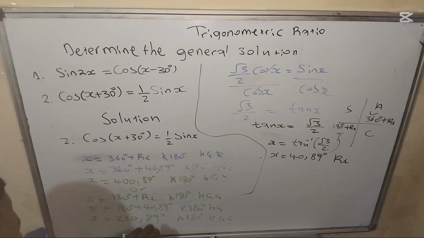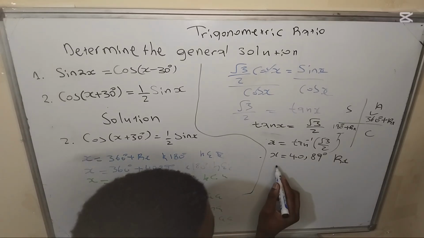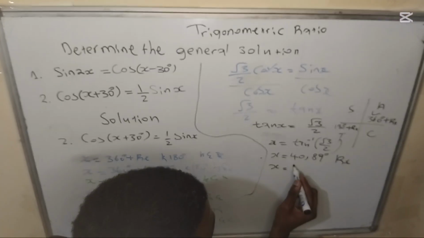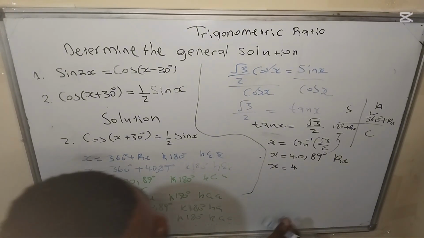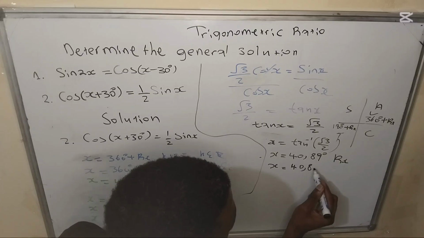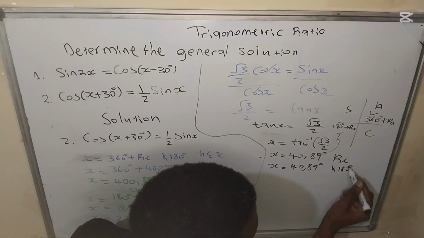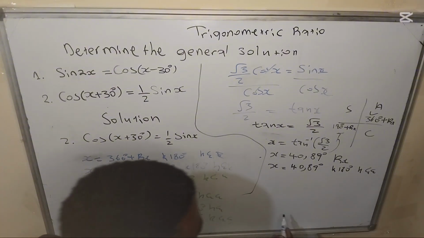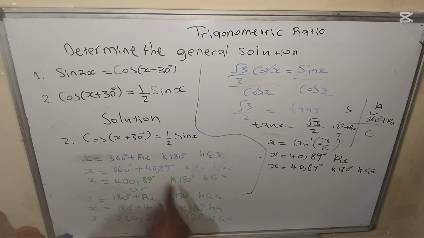Then now you can conclude by going to our reference angle. Then you can just say x is equal to 40,89 degrees plus k 180 degrees, k is an element of z, right? So this is your final solution, guys. Those are the solutions for this equation.